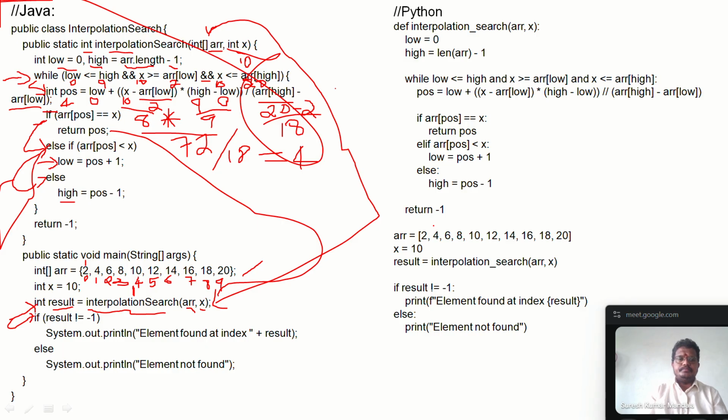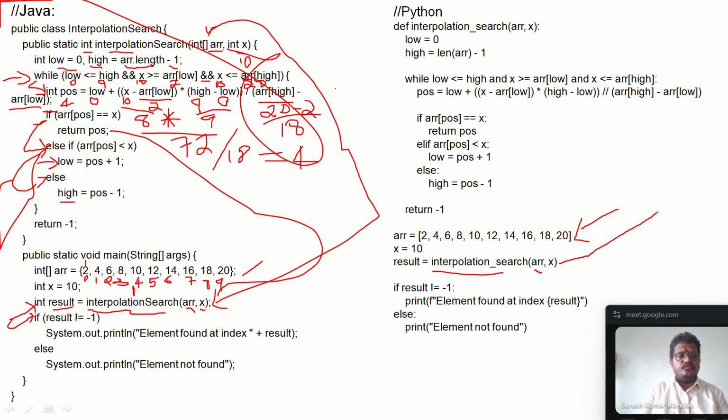In Python also, we have the same concept. Here we have the array arr with the values 2, 4, 6, 8, 10, 12, 14, 16, 18, 20, and the target value is 10. The result variable is declared to store the exact position number of the target value. This is the function called interpolation. Within this, I am passing two parameters, arr and x. arr consists of all the values, and x is the target value.